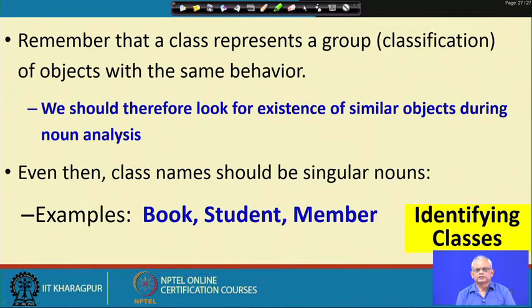Another hint is that entity classes normally appear as groups. There are several objects which are very similar. For example, let us say book in a library. There are thousands of books. So, we have thousands of objects which are similar, and let us say member, thousands or hundreds of members, and all are similar. And that is a characteristic of entity classes, that normally they occur in groups, a large number of them.